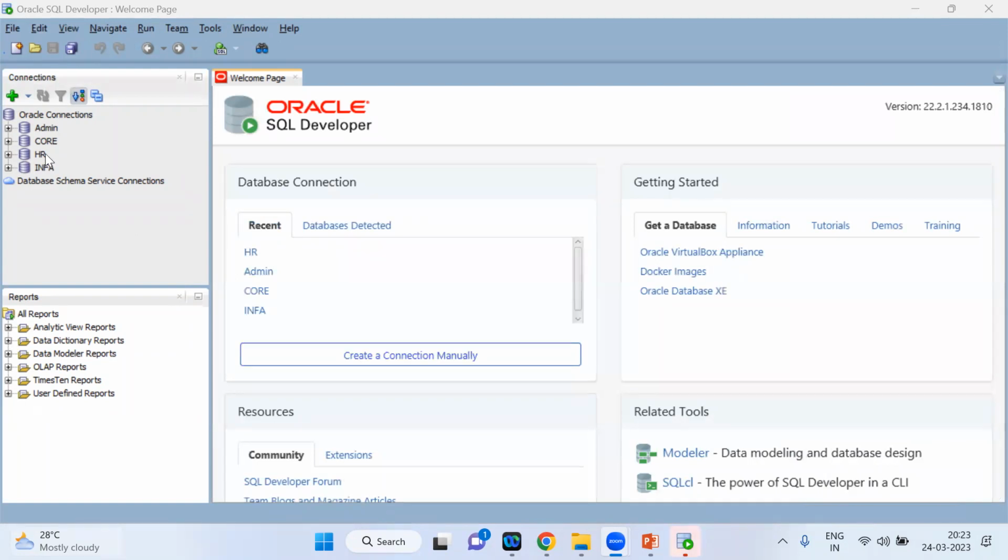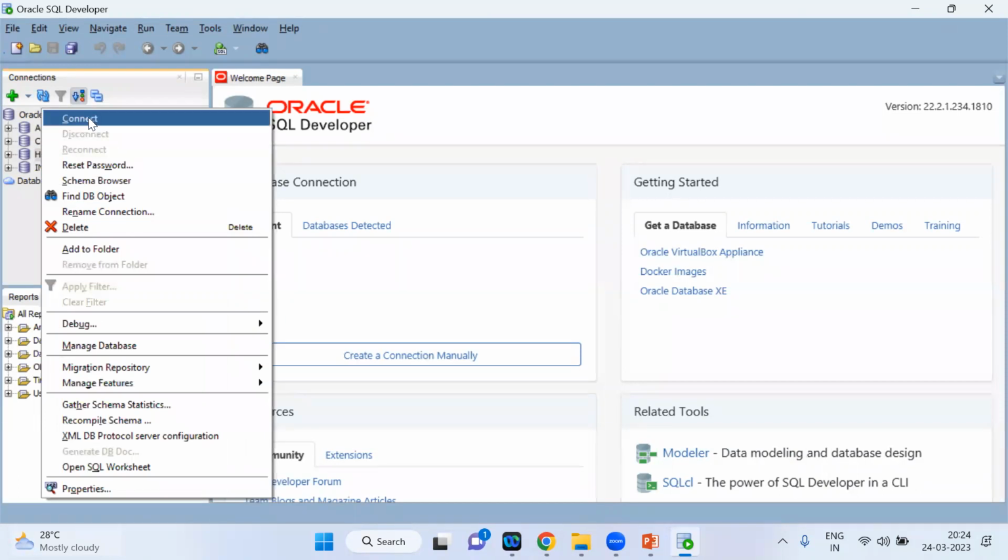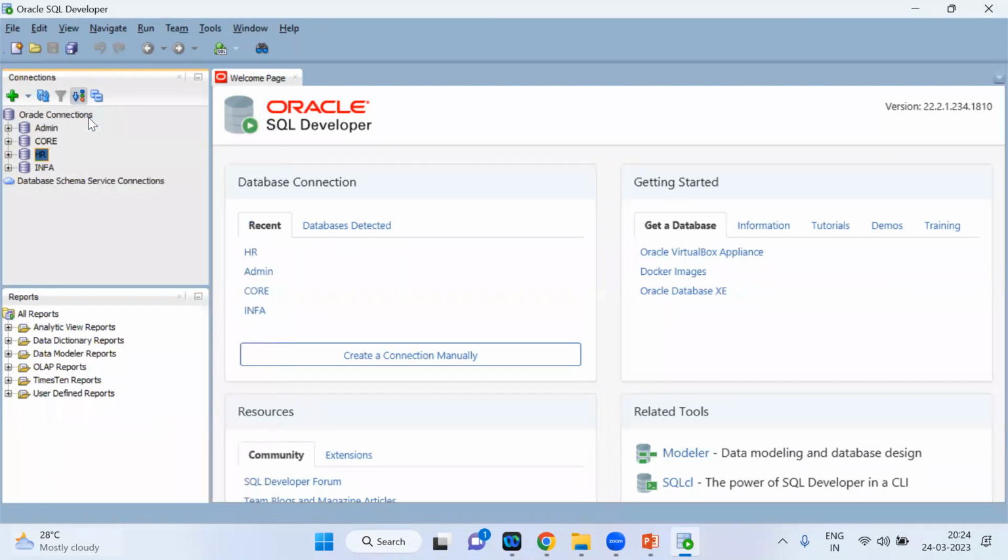So these are the schemas. Now you see admin, core, HR, info. These are the schemas, guys, and this is the overall database. If you want to connect to any of the schemas, you click here and then right click, and then you say connect. So it will get connected to this HR schema.